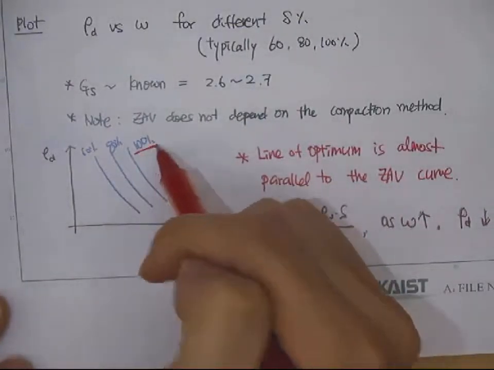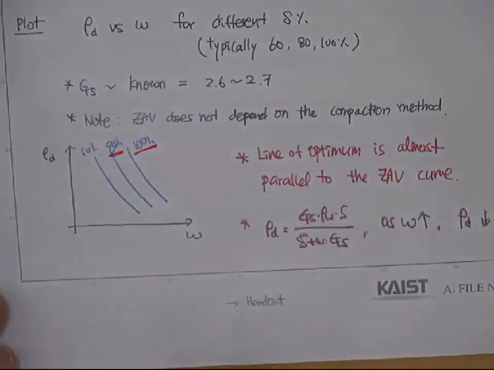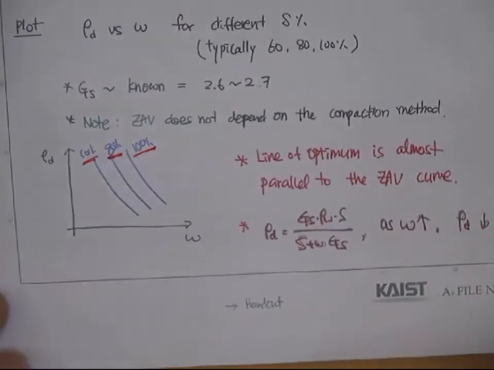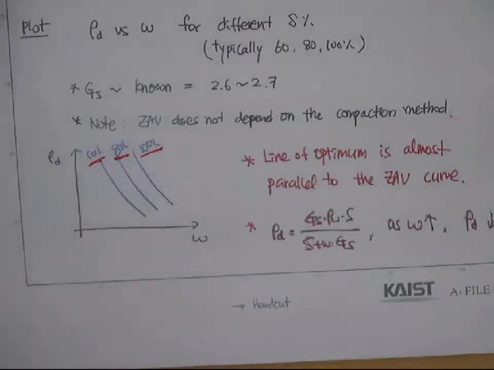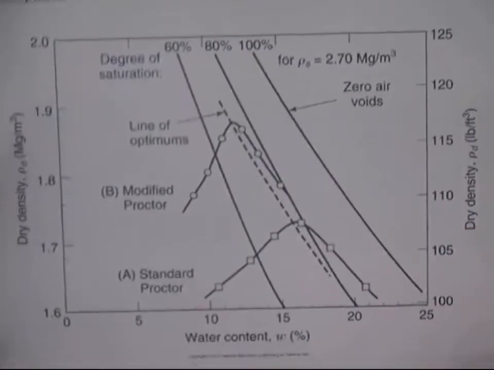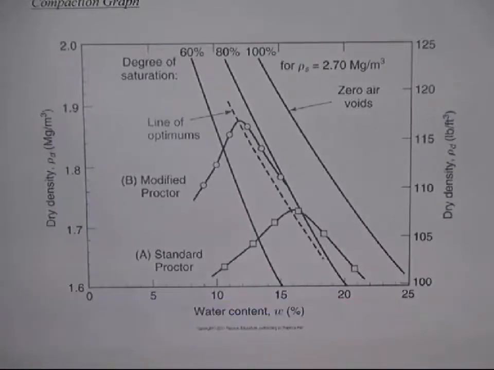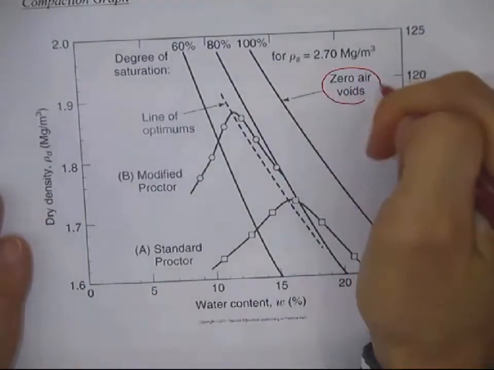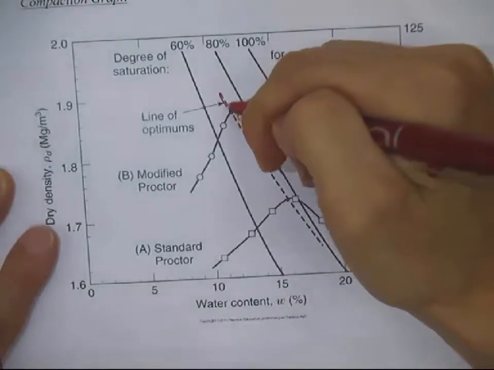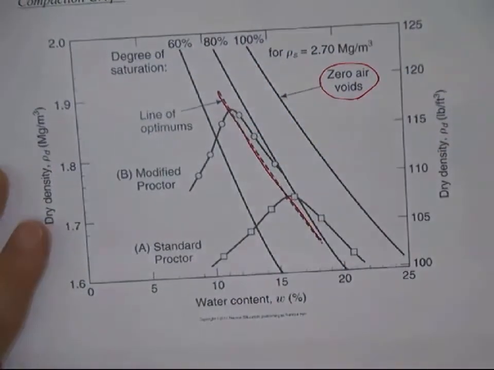Here, when the degree of saturation is 100%, and if you put S as 0.8, then you get another curve representing the degree of saturation of 80%, and for 60%, you can do the same thing. So if you plot it with the standard Proctor test result or the modified Proctor test result, you get this curve. This is the ZAV curve, and the line of optimum is the line that connects the maximum dry densities. That will be the line of optimum.